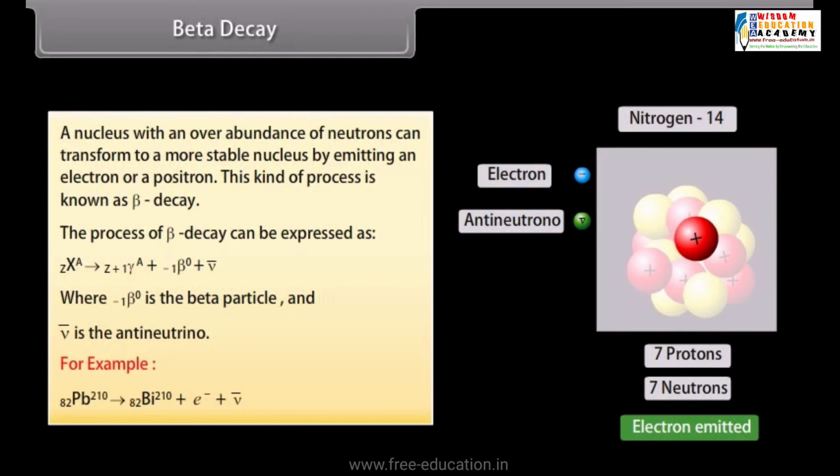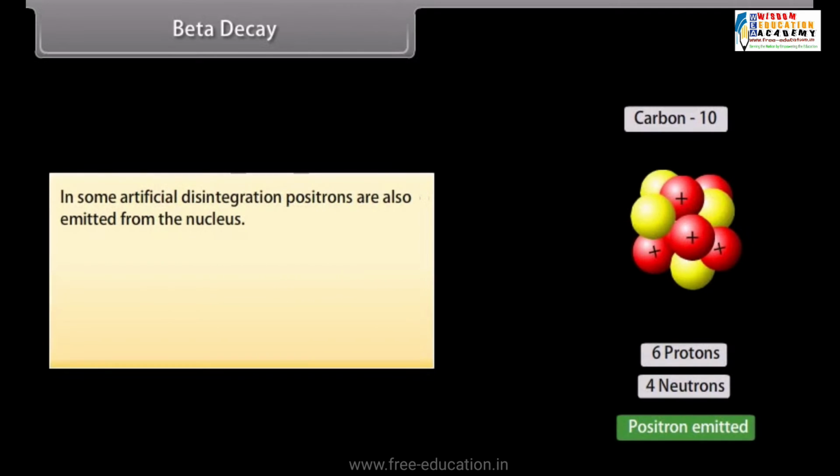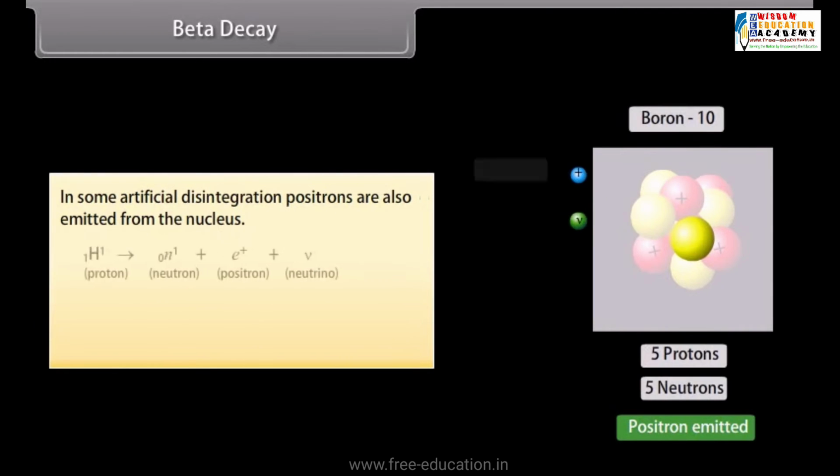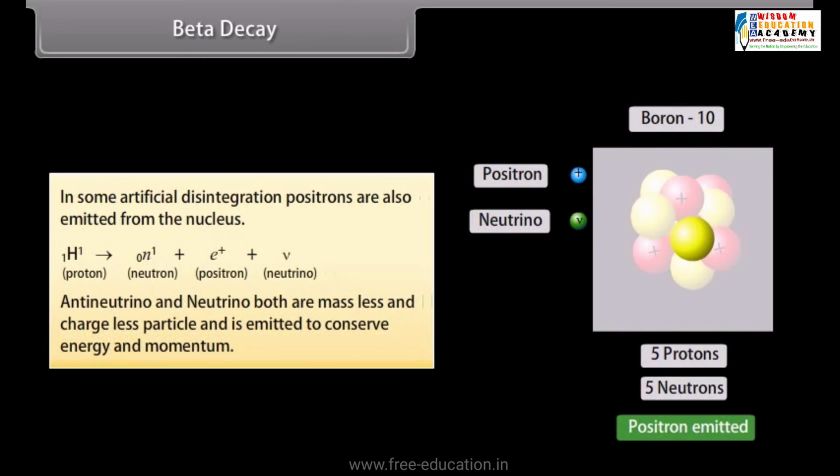For example, in some artificial disintegration, positrons are also emitted from the nucleus. Antineutrino and neutrino are both massless and chargeless particles and are emitted to conserve energy and momentum.